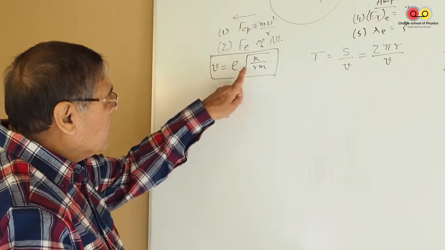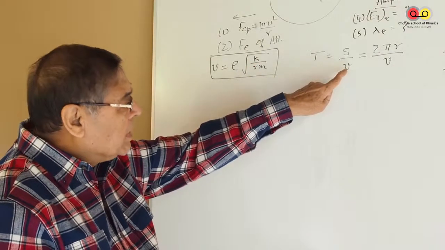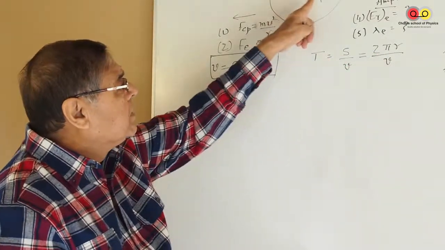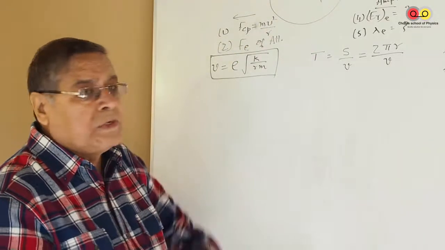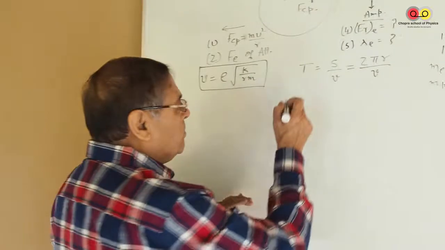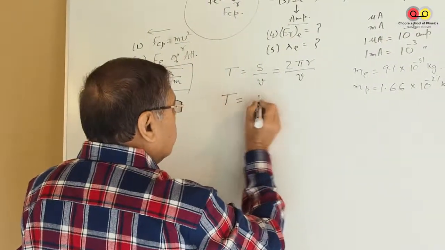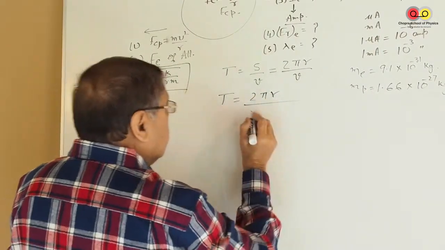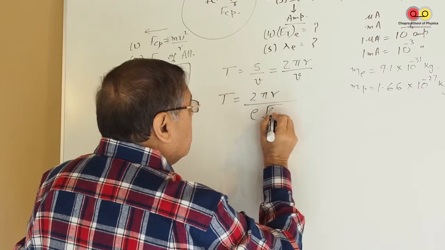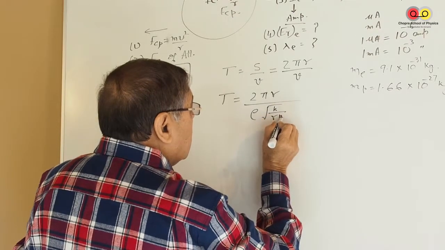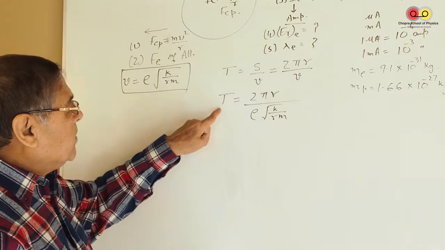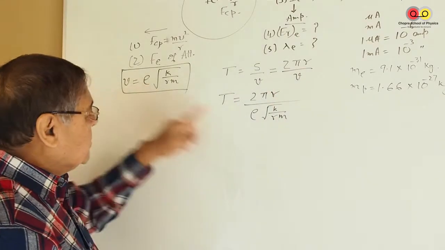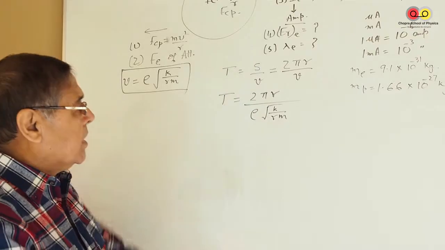So here we are going to apply the speed. We will eliminate the speed and bring our result in terms of radius, because radius is the principal point which is given to us in all the questions. So now we will write T is equal to 2 pi r divided by e times square root of k over r. So time period of this electron is 2 pi r divided by speed, and speed is taken as e times the square root of k by r.